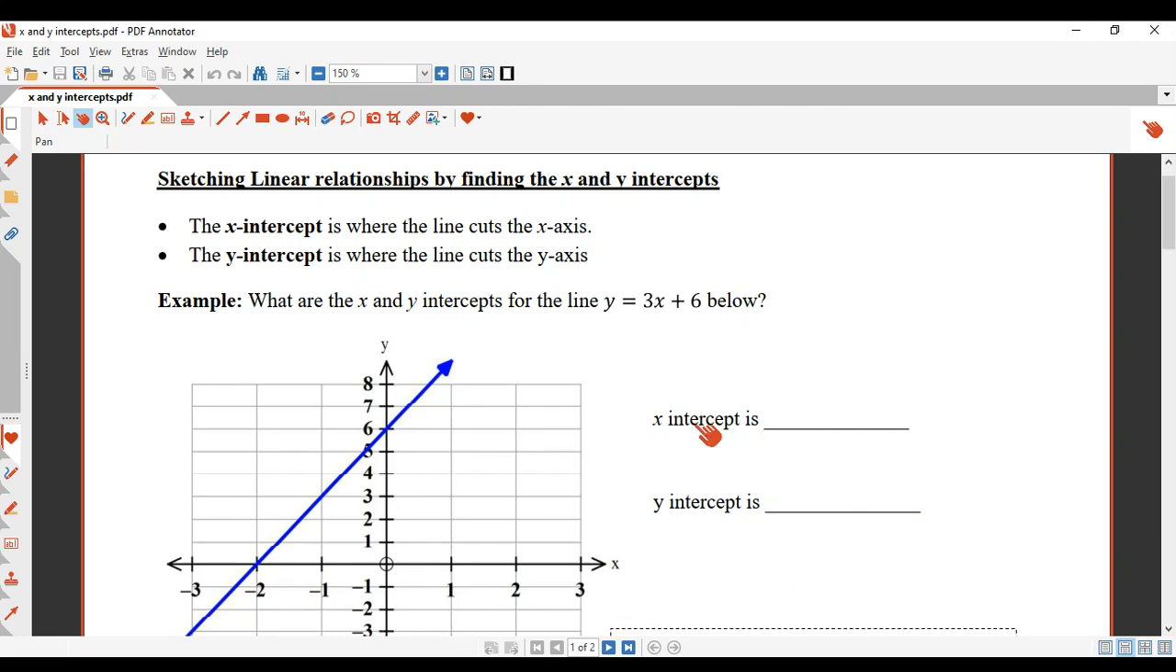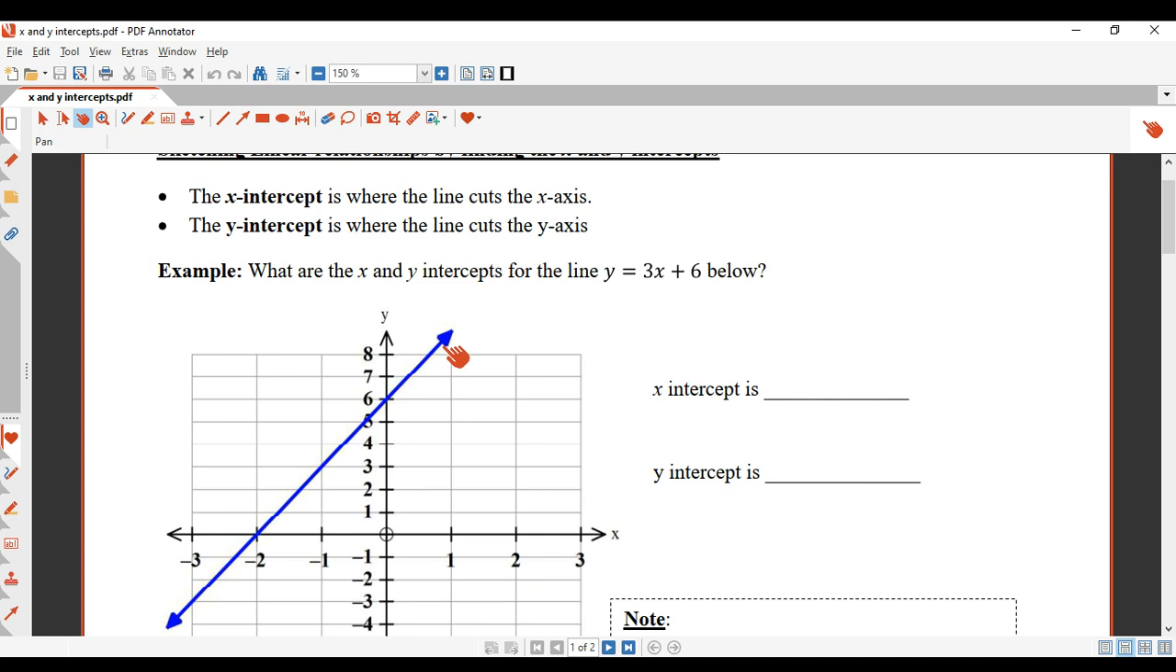Okay, we're going to look at sketching linear relationships using the x-intercept and the y-intercept method. So let's first of all talk about what is the x-intercept and what is the y-intercept. The x-intercept is where the line cuts the x-axis. So if we go down here, the line cuts the x-axis at -2. So the x-intercept is -2.